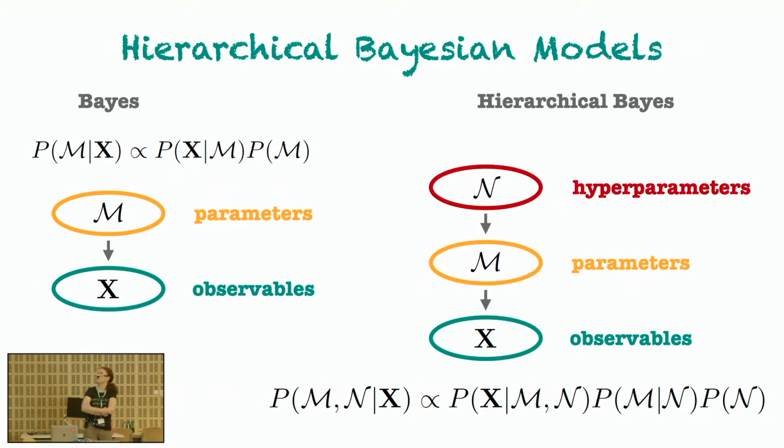The observables have some model. The model also has parameters, and those parameters also come from another model with their own hyperparameters, and so on. It will be used in our example to model the data acquisition process, which is highly non-trivial in the case of mass spectrometry.